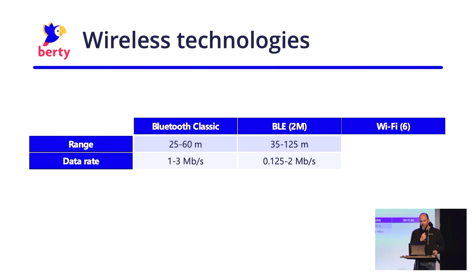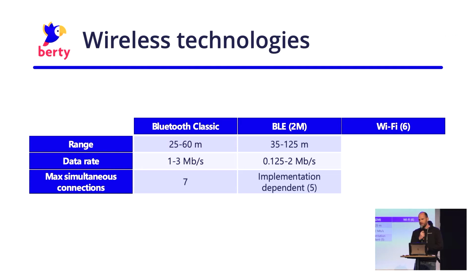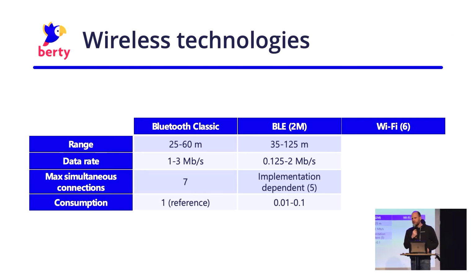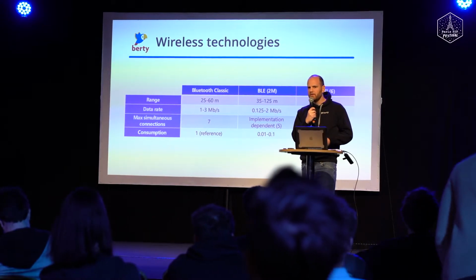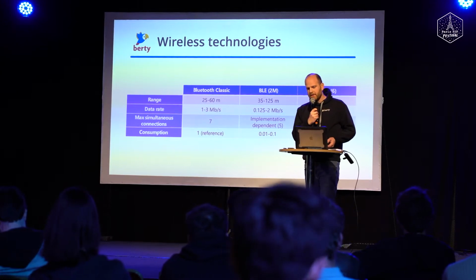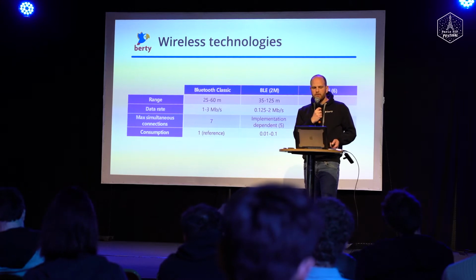With these technologies, you can have only 7 or 5 simultaneous connections. It's a problem for us, and I will talk about that after. In terms of consumption, Bluetooth has a low power consumption, but to implement that technology in most devices, Bluetooth Low Energy was created to consume 10 or 100 times less energy. For Wi-Fi, we have a lot more range, up to 300 meters, with a big data rate, some gigabytes, and a lot of simultaneous connections, but the con is a big power consumption.